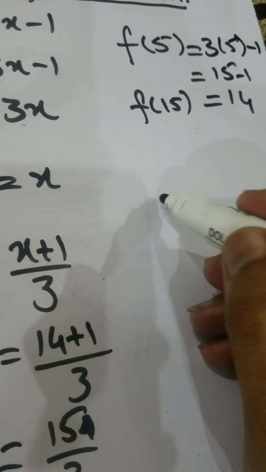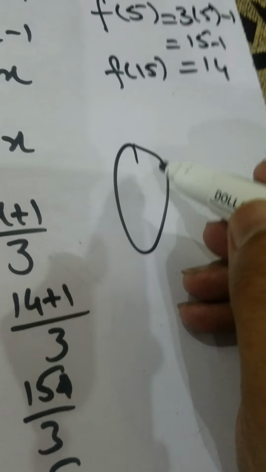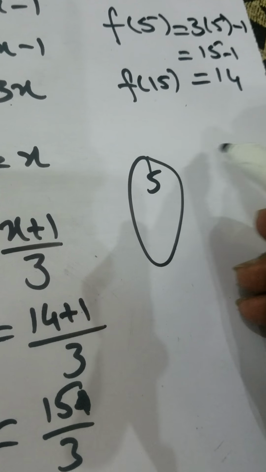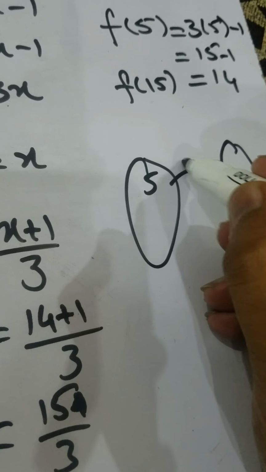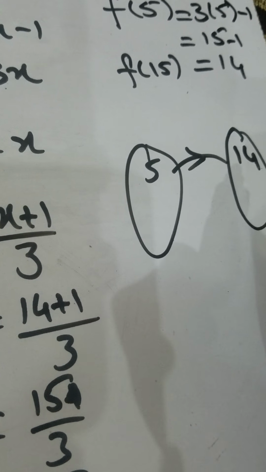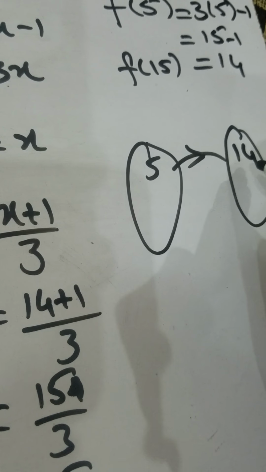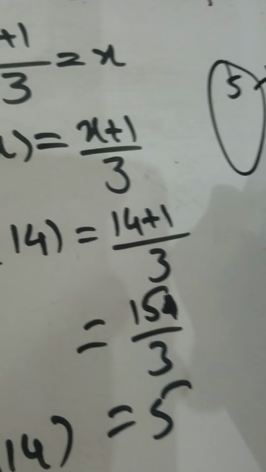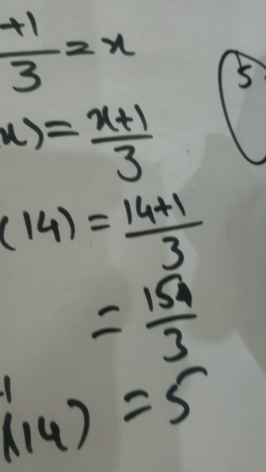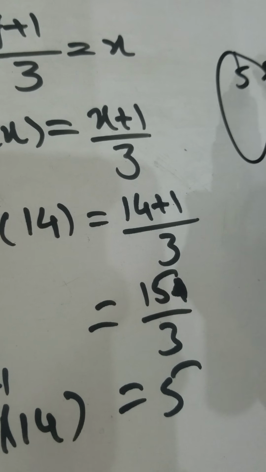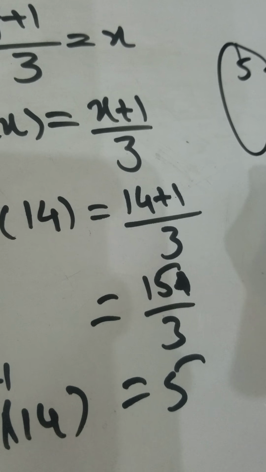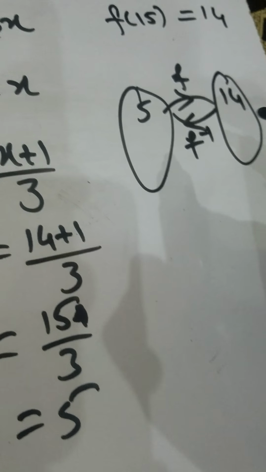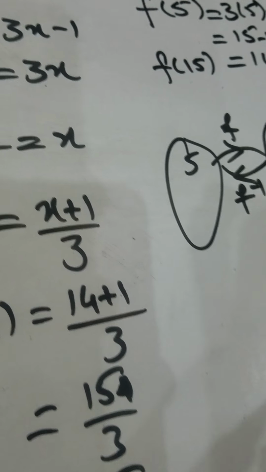It means that when we substitute 5 in f, we get 14. And when we substitute this 14 in f inverse of x, it will reverse. f of 5 is 14 and f inverse of 14 is 5. So this is the inverse function.